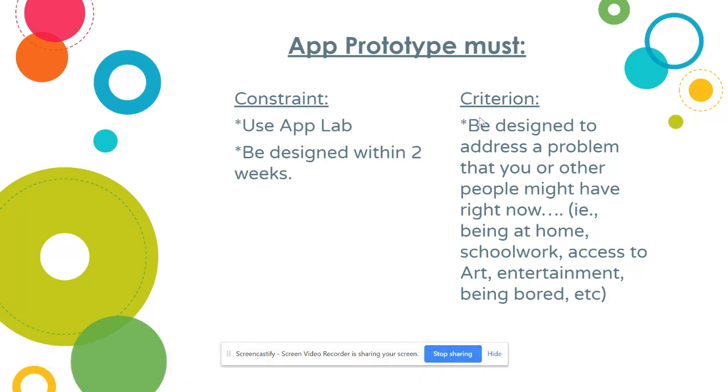So your criteria is that you must address a problem that you or other people might have right now. So in this situation that we are in at the moment, i.e., being at home, access to schoolwork, access to art, entertainment, being bored, etc., your app must address those issues. So whether it's like reaching out across and giving somebody a simple high five across the internet through an app, that could be your actual app that you design.